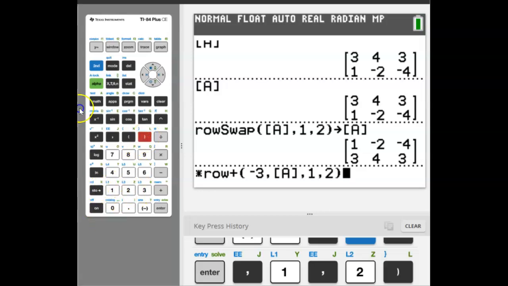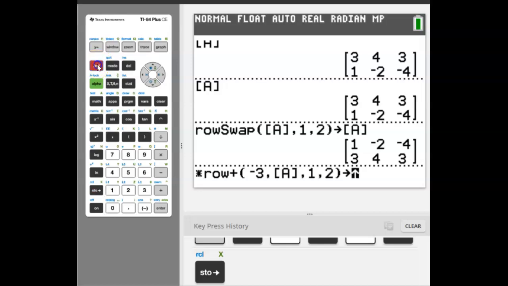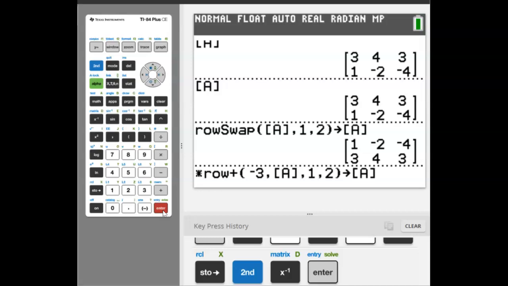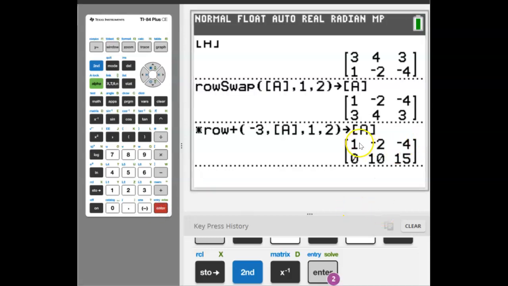Then we hit enter, parentheses, and store it over the top of our old matrix A, so second matrix, put it there, and hit enter. And now that's our new matrix. So our first column is done. Now we switch over to the second column, and we want a 1 down here in this bottom position. So we're going to multiply that row by 1/10.